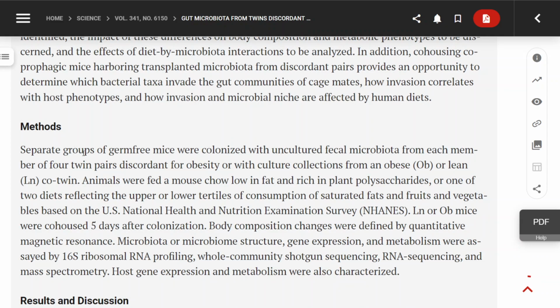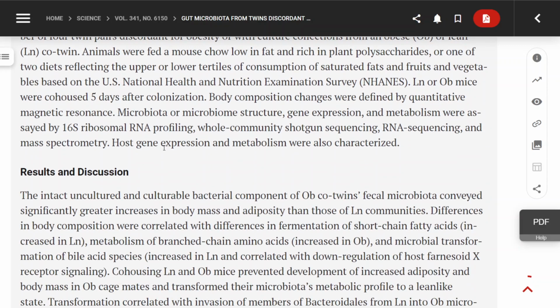So their methods: separate groups of germ-free mice were colonized with uncultured fecal microbiota from each member of 4 twin pairs discordant for obesity. So what they were doing is they had mice that were grown in a germ-free environment, so they had no gut microbiome before. Then they were given the microbiome from 8 people, so 4 pairs of twins. And these twins were discordant for obesity. That means one of the twins was obese and one of them was not. And then they measured them.